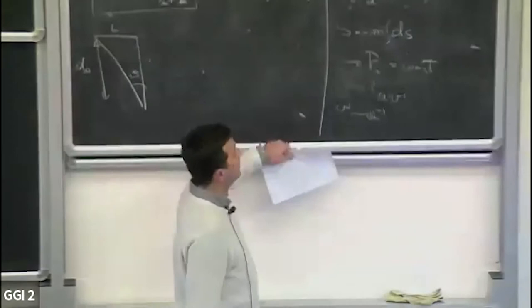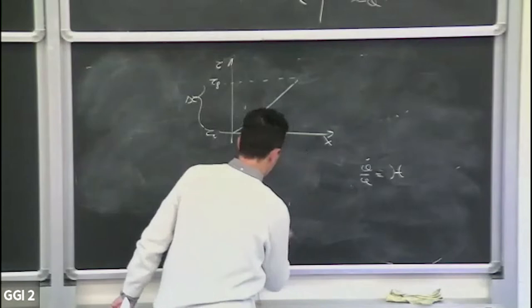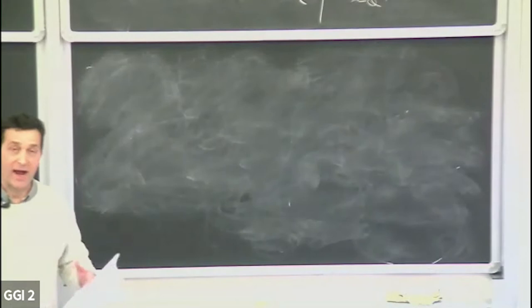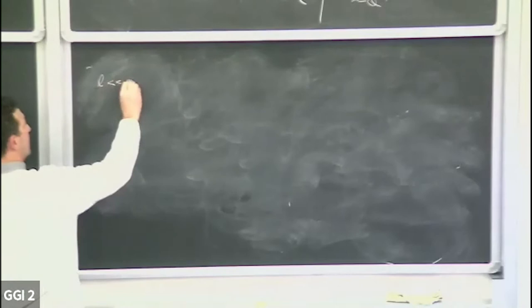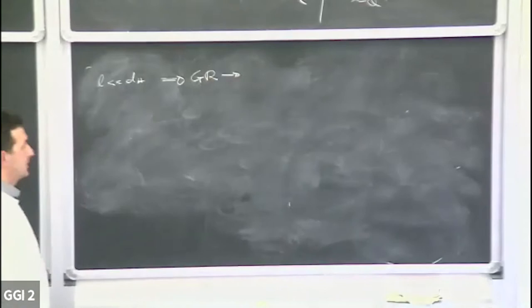Now let's discuss dynamics. Again, most of what we will consider, especially in the nonlinear part of the lectures, will be confined to very small scales. That is, to scales L much smaller than the Hubble horizon, okay? So for these scales, actually, general relativity is very well approximated by Newtonian gravity.